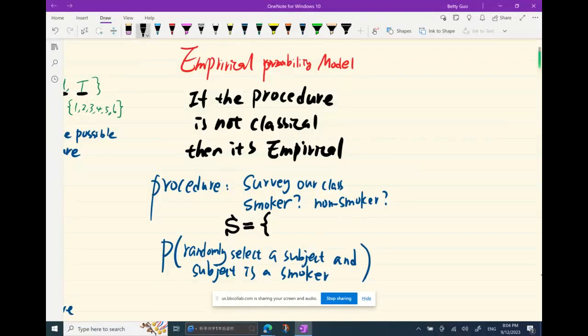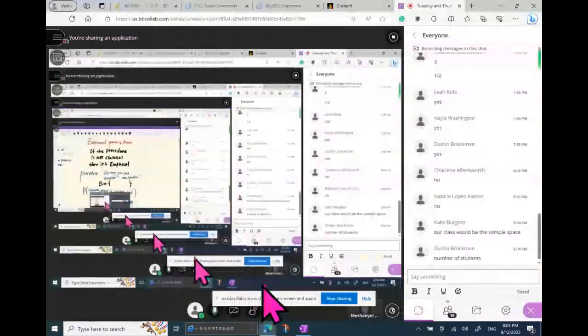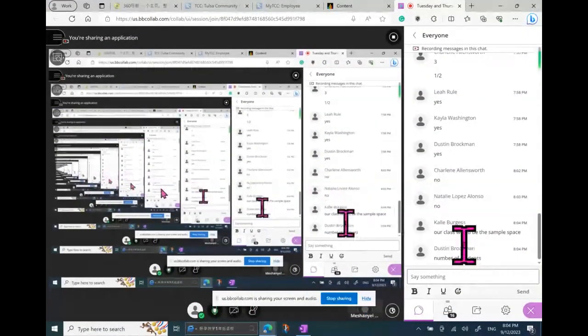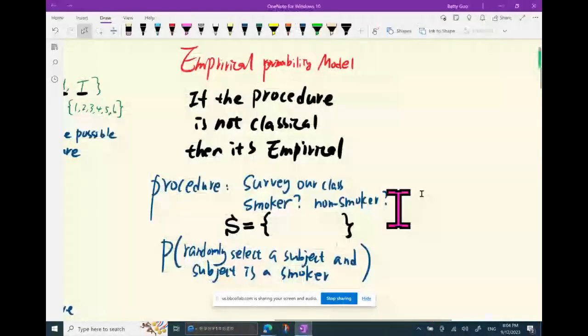Do we have outcomes in the procedure? What are the outcomes? My procedure is to write down smoker or non-smoker, right? An outcome is a result of a procedure that cannot be broken down even further. Since I'm writing down if you are a smoker or not, my outcomes are smoker and non-smoker.